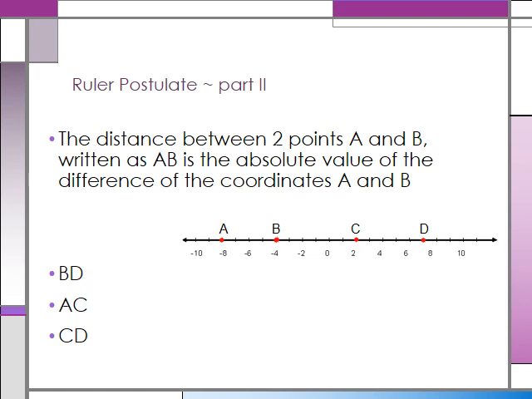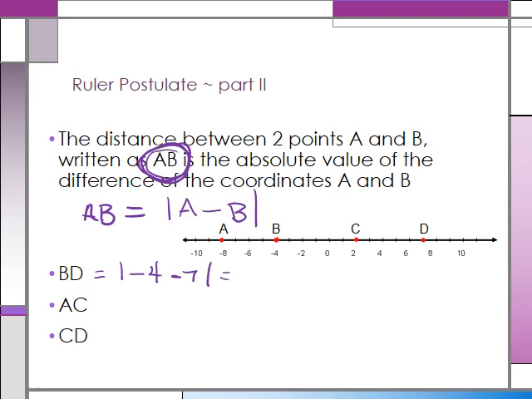The other part of the ruler postulate says that the distance between two points, A and B, written as this, and this is very important, this means distance, is the absolute value of the difference of the coordinates A and B. So the distance AB is equal to the absolute value of A minus B. If you were finding BD, B is -4, so it's the absolute value of -4 minus 7, which would be the absolute value of -13, which is 13.